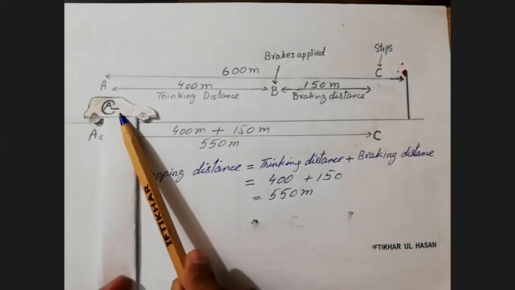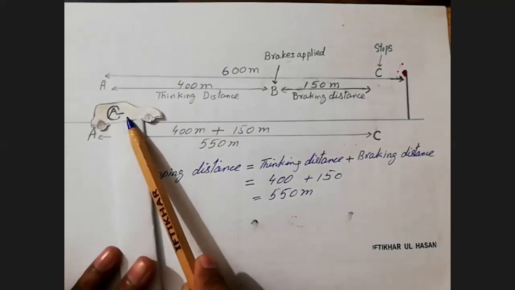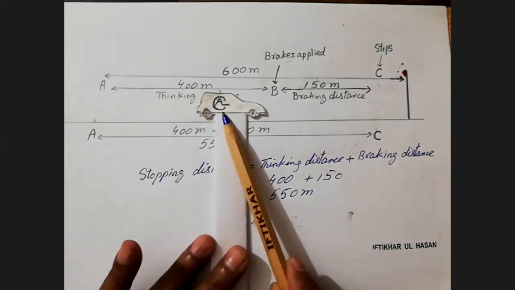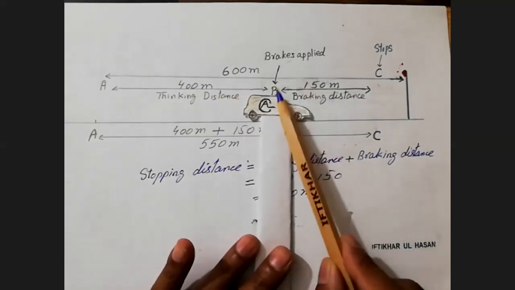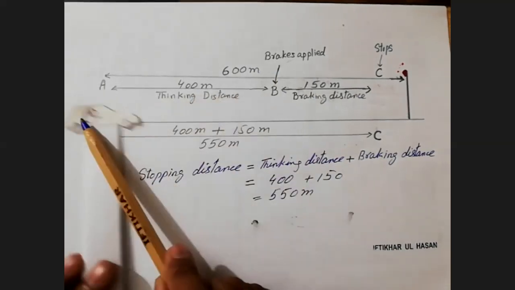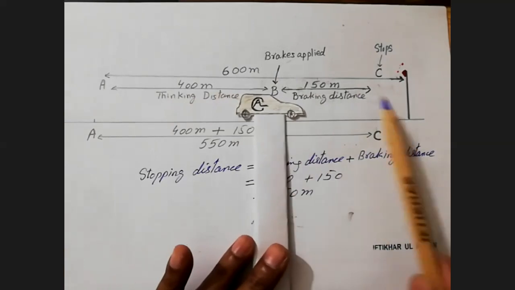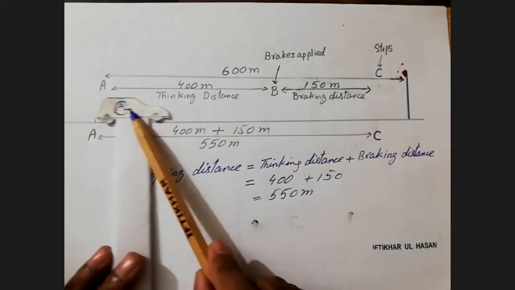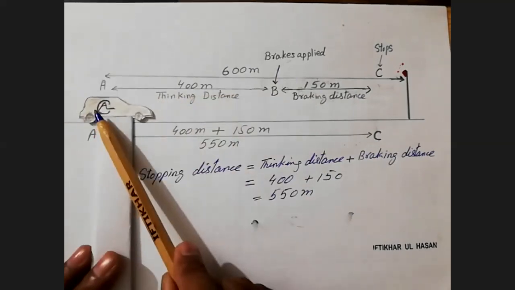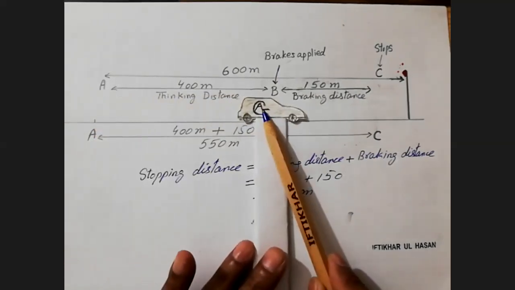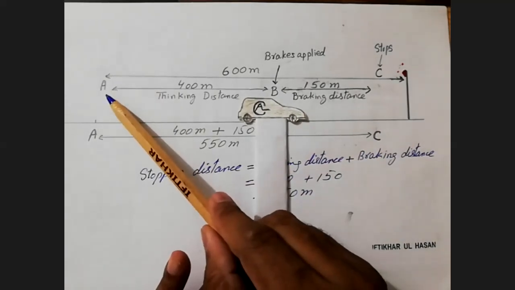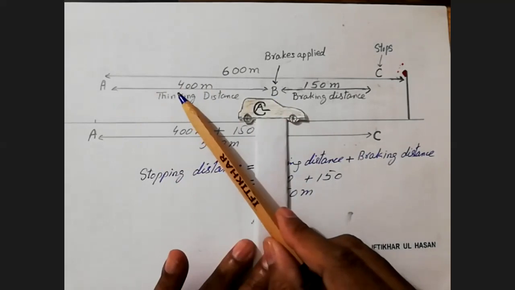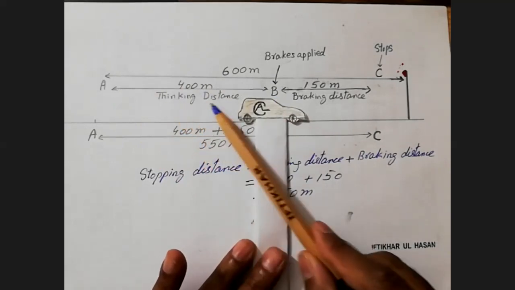He continues traveling, moving continuously. When he reaches B, he presses the brake. He applies the brake. From A to B, he was thinking about stopping somewhere before the signal, but had not applied the brake. The distance traveled from A to B, suppose this distance is 400 meters. This distance is called the thinking distance.